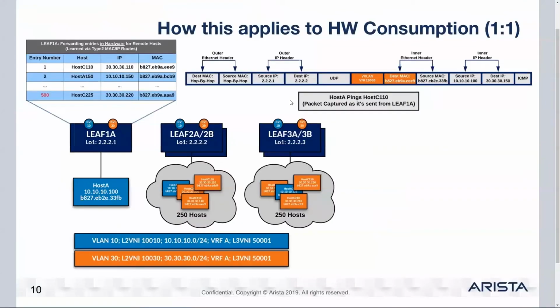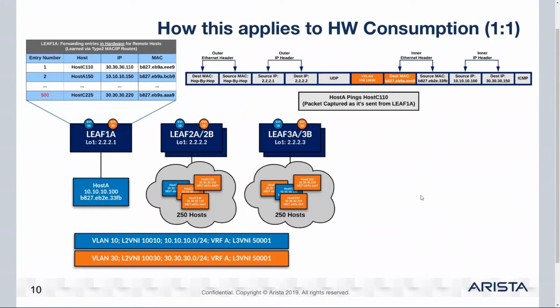Now what that means is that if we have 250 hosts behind this VTEP pair and 250 hosts behind this VTEP pair, at any given point in time, leaf 1A may be required to perform a VxLAN bridging operation directly to any of these hosts. Meaning, in other words, it'll need to actually maintain 500 unique forwarding entries in hardware in order to perform the VxLAN bridging operation to any known remote host.